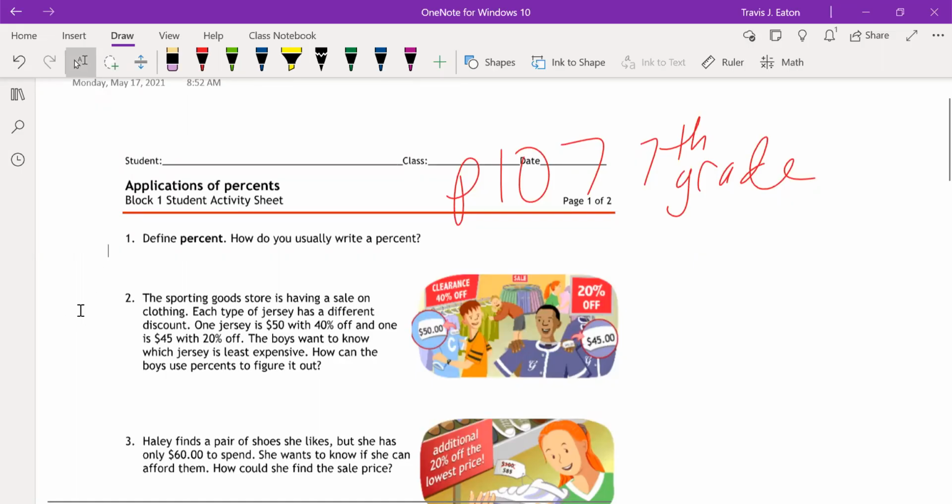Percent is a rate that expresses a quantity compared to 100. Percent literally means out of 100.